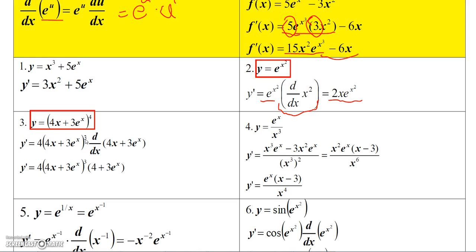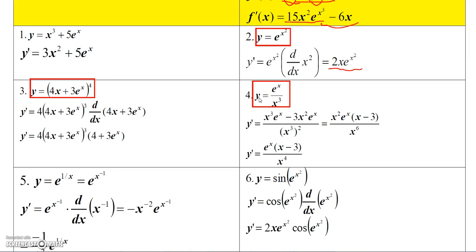But then remember what the chain rule says, specifically the general power rule. It says you multiply by the derivative of the inside, and the inside here is 4x plus 3e to the x. So in the last step I'll take the derivative. The derivative of 4x is 4. The derivative of 3e to the x is just 3e to the x. So your final derivative is 4 times (4x plus 3e to the x) raised to the 3rd power, and then times (4 plus 3e to the x). Okay?